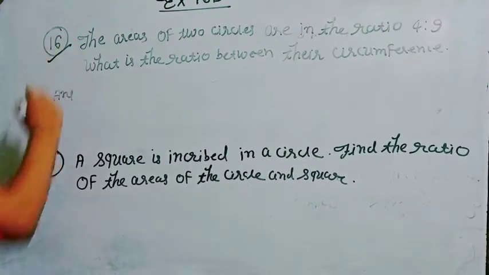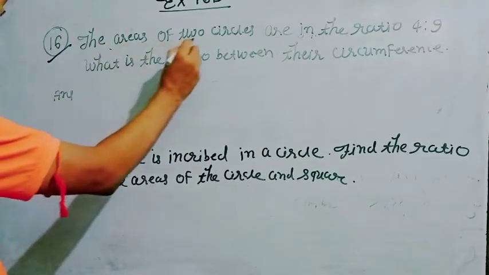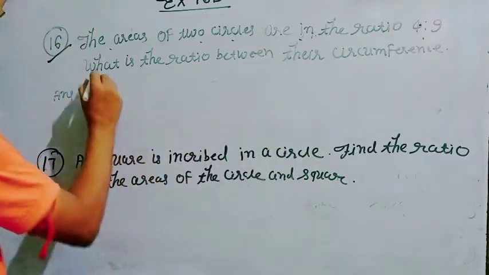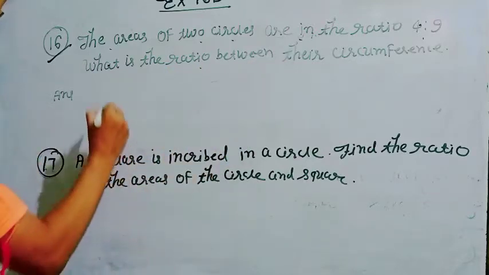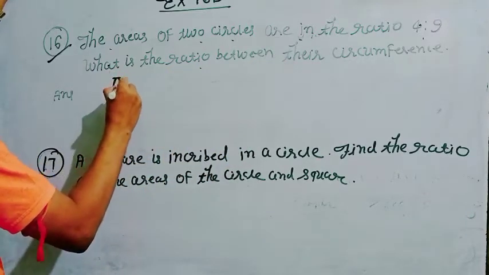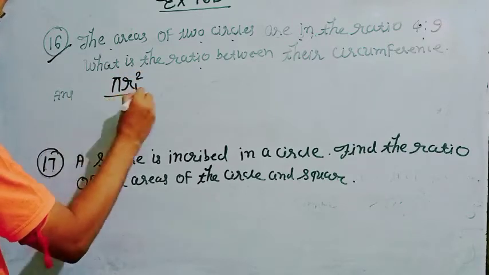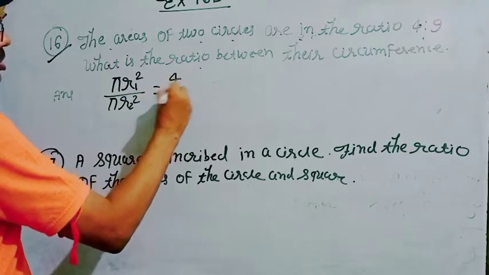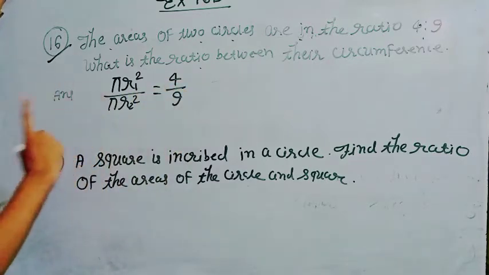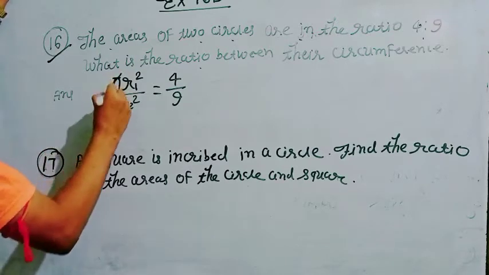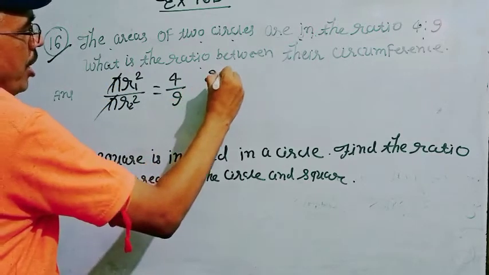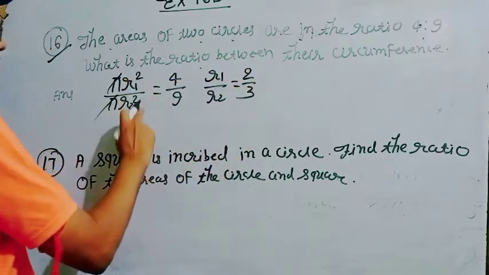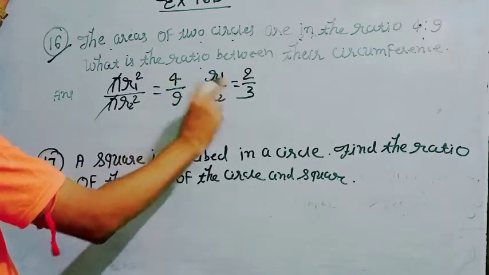Now see question number 16. That is, the areas of two circles are in the ratio 4:9. Then what is the ratio between their circumferences? Dear student, the area of two circles, that is pi r1 square by pi r2 square, is given, the ratio is 4:9. Then your question is, what is the ratio between their circumferences? So first you can cancel pi, then r1 by r2 is what? It is 2 by 3. Because here is a square, then the root of this is 2 and this is 3.